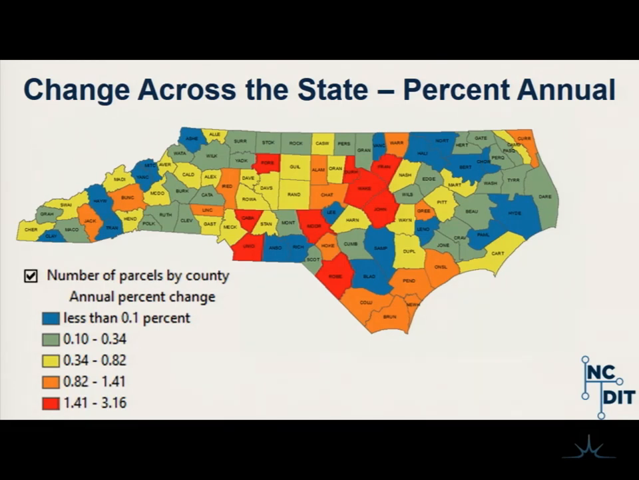The orange is 0.82 to 1.41, and 1.41 and above is the red. Those, again, tend to follow what they call that golden banana that goes from the Triangle to the Triad down to Charlotte. But there's significant growth out in some of the western counties too, or at least comparative growth, and on the southeastern coast, quite a bit as well. Areas still having low percentage changes tend to be the ones bordering Virginia and down east.